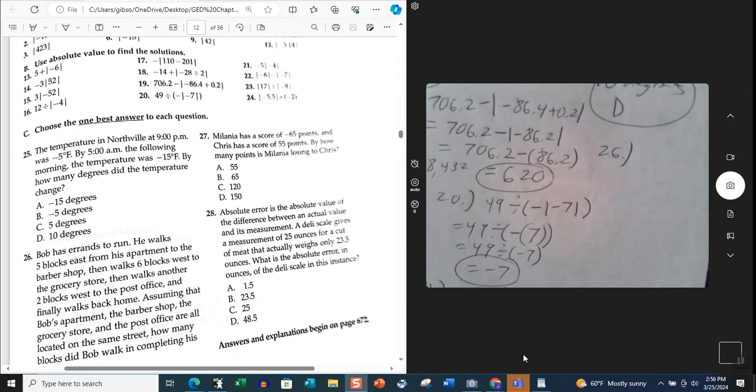All right, now we go to problem 26. It says Bob has errands to run. He walks 5 blocks east from his apartment to the barber shop, then walks 6 blocks west to the grocery store, then walks another 2 blocks west to the post office, and finally walks back home. Assuming that Bob's apartment, the barber shop, the grocery store, and the post office are all located on the same street, how many blocks did Bob walk in completing his errands?